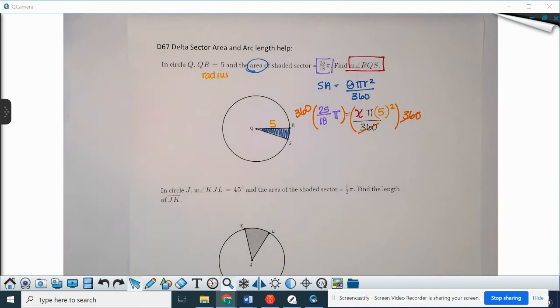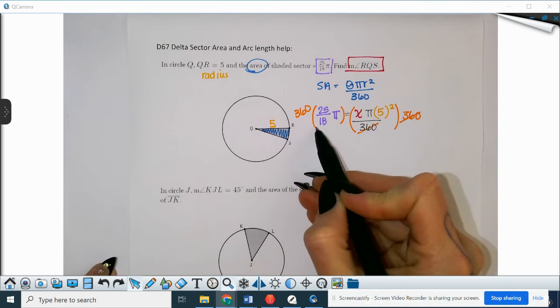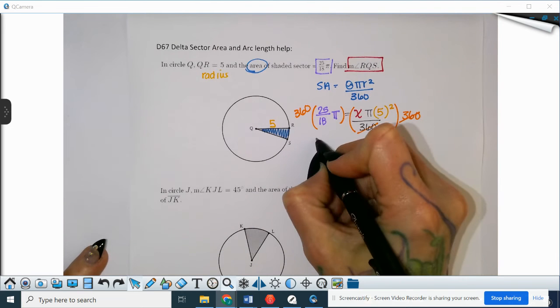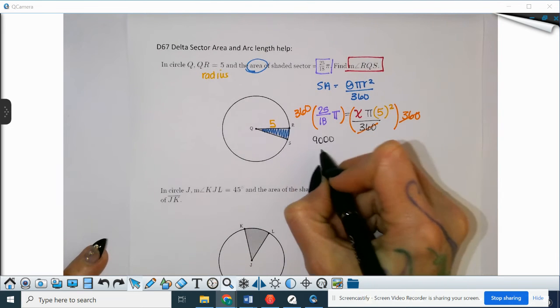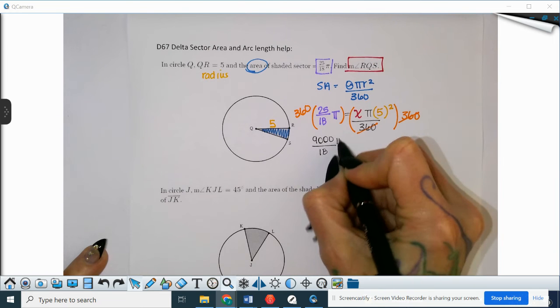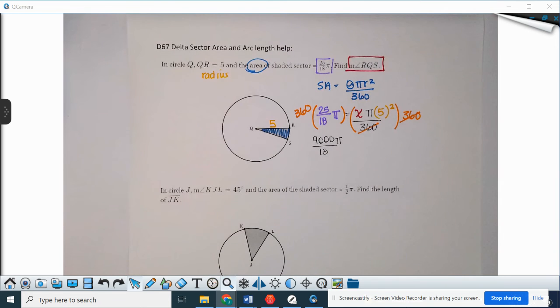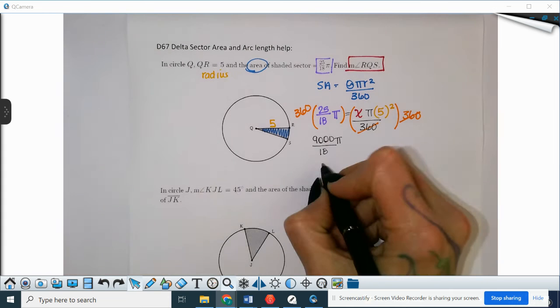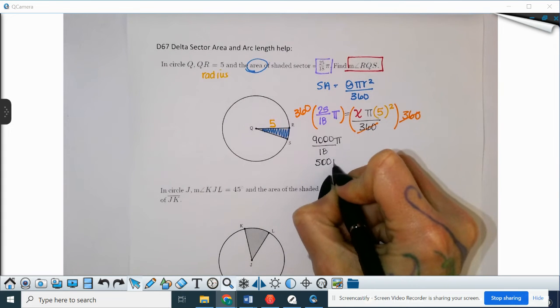And I'm going to write it out all the way through because depending on the questions and what form they want the answer left in, it's going to be more helpful to keep it in all the forms as you work your way down, instead of just shoving all this into the calculator at one time. So we're going to have 9,000 over 18, and that's pi. 360 times 25 was 9,000. And we can check and see if it's divisible by 18, and we might get a nice whole number, which in this case we do. So it's going to be 500 pi.